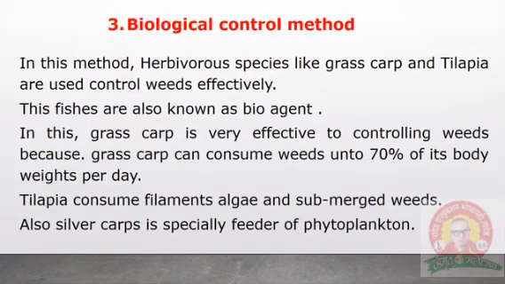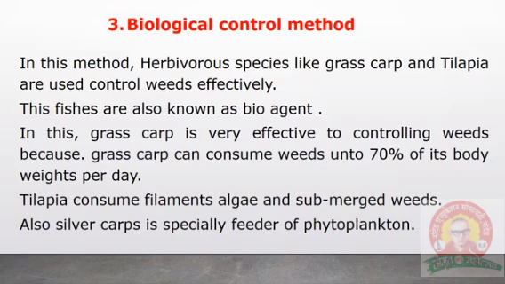Then the third one is biological control. It is an important concept of the topic of the nursery pond. Some fishes have the capacity to control the weeds. It is new knowledge for you students. There are two or three fishes specially used for biological control: grass carp, silver carp, and tilapia. All these fishes are purely herbivorous. They are used for biological control.